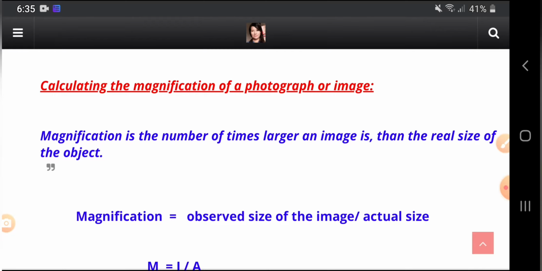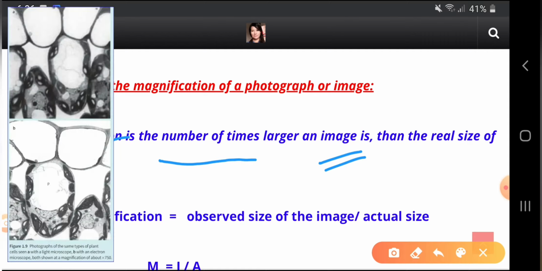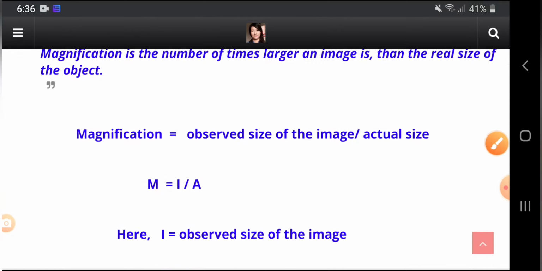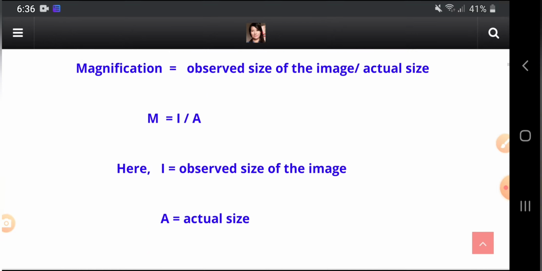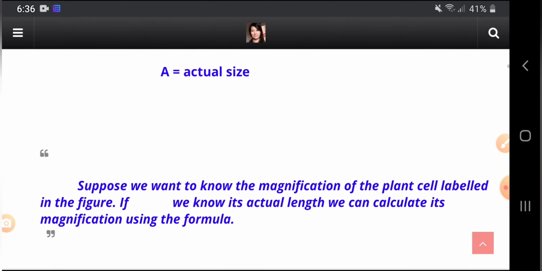What is the meaning of the word magnification? Magnification is the number of times larger an image is than the real size of the object. The formula you must remember is the observed size of the image divided by the actual size, that is M equals I over A. I means the observed size of the image and A equals the actual size.